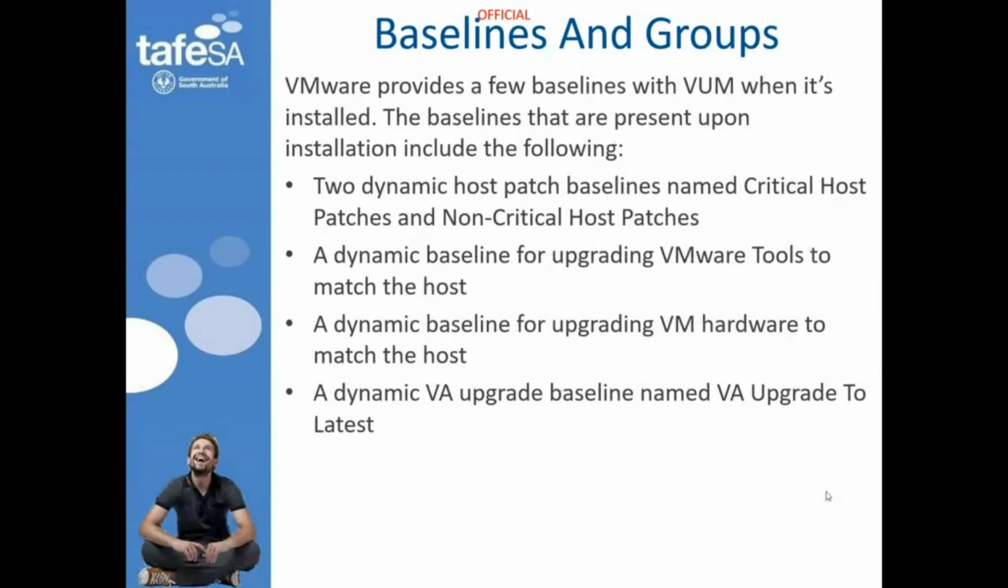The one we should be using is probably the dynamic, because these days, as we know very well, staying up to date and updating all your operating systems, including your ESXi, is critical for security. So VMware provides a few baselines with VUM when it's installed. The baselines are present upon installation. The two dynamic ones are critical host patch baselines and non-critical, and there's a security one as well. And a dynamic baseline also is there for updating VMware Tools, and obviously that checks for the latest ones.